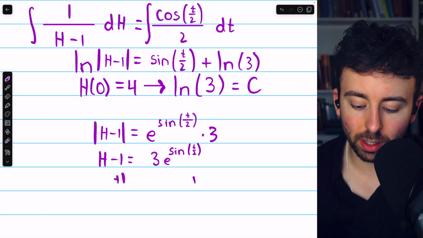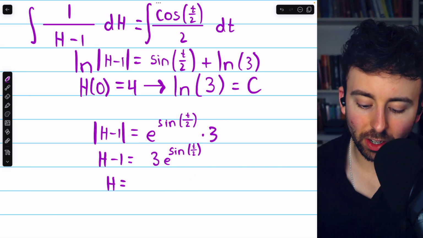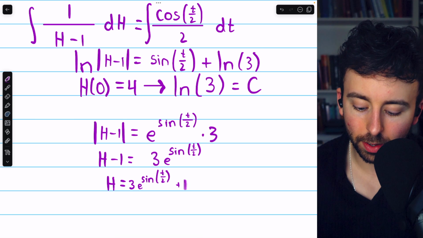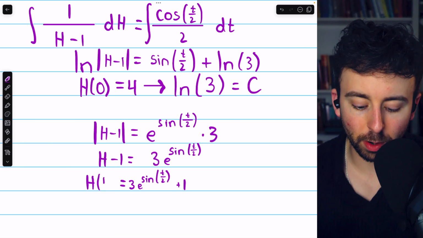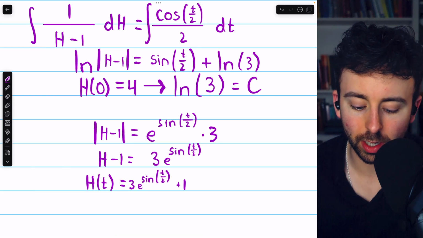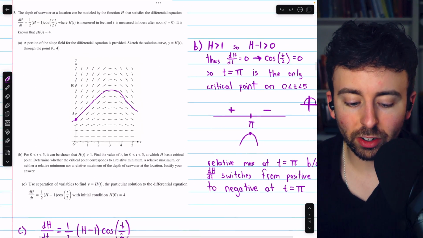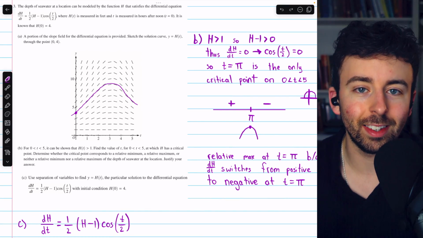Finally, we can add a 1 to both sides to finish solving for h. So finally, we have h equals 3 times e to the sine of t over 2 plus 1. And if we want to go ahead and emphasize that this is a function satisfying this differential equation, we can write h of t equals this. And that completes our solution to free response question 3 from the 2024 AP Calc AB BC exam.